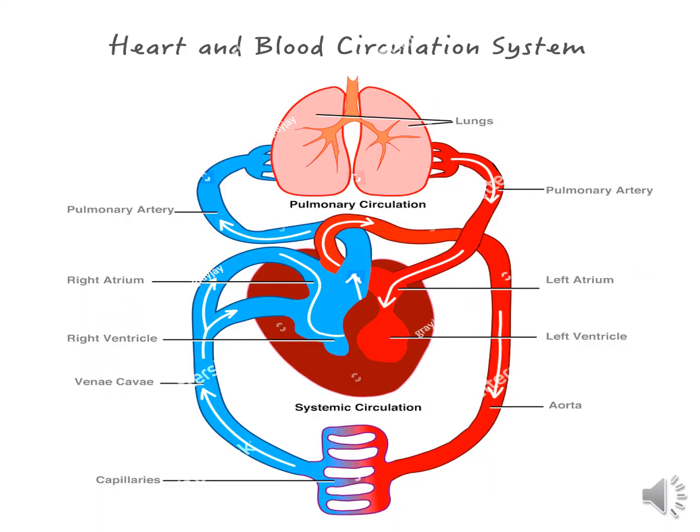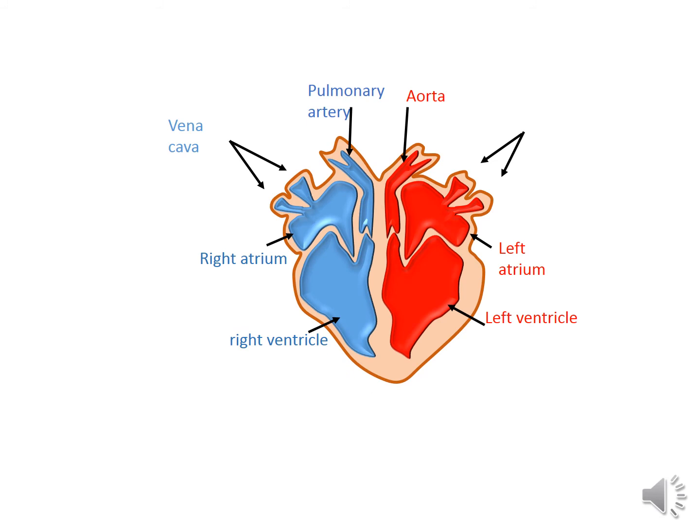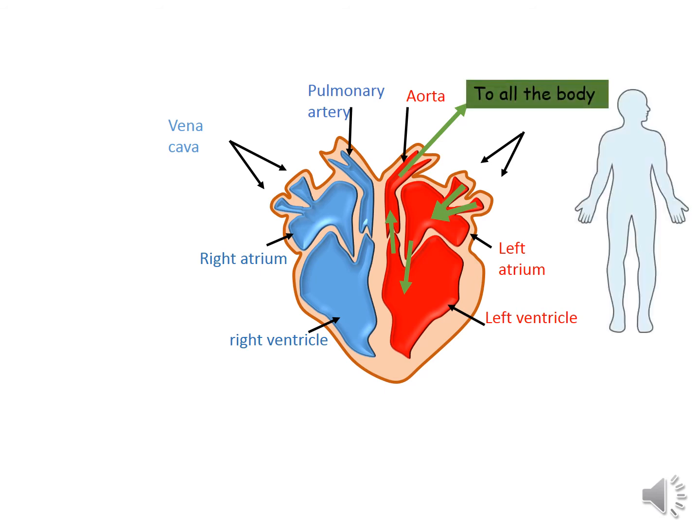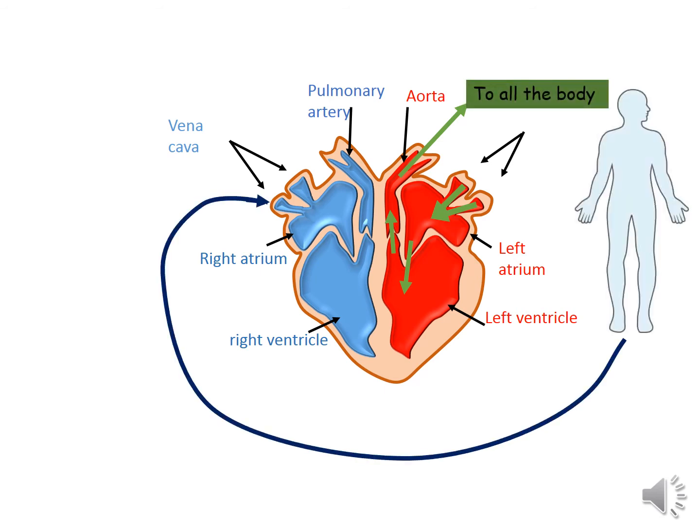Heart and blood circulation system. Blood circulation. Blood transfers from the left atrium to the left ventricle through a valve. The left ventricle pushes the blood through the aorta to all body cells. Blood transfers from all body cells and returns back to the heart through the vena cava veins into the right atrium.